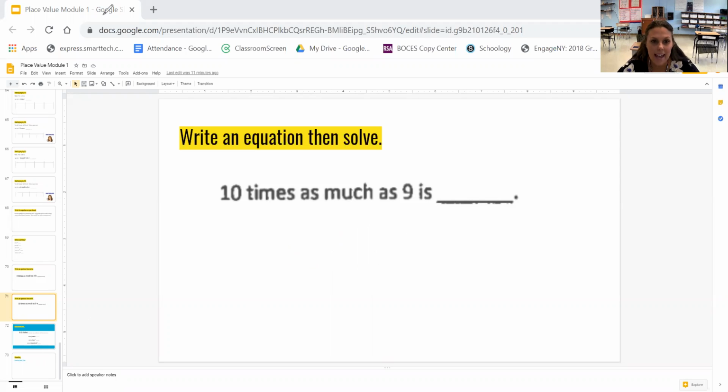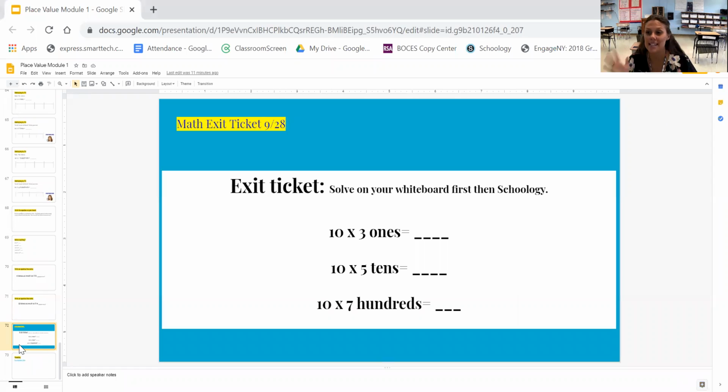All right, guys, today we focused on the different patterns of 10 in the place value system. Hopefully you realize that it's getting bigger by 10 times as much. What I need you to do is go to Schoology. There's these 3 problems. I want you to solve them on your whiteboard first. Go through, show your work, make your place value chart if you'd like to. It's in today's folder for Monday, September 28th. And it's called Math Exit Ticket 928. Only 3 problems. Good luck.